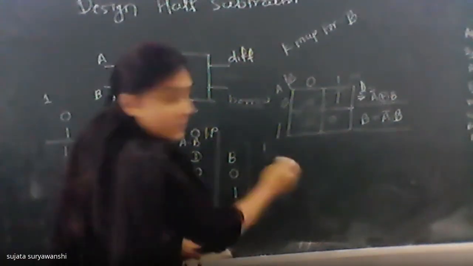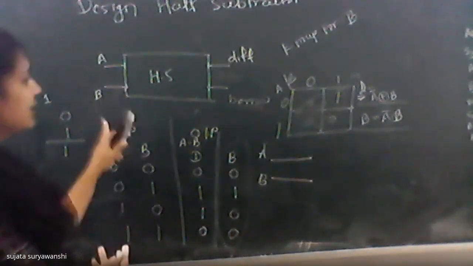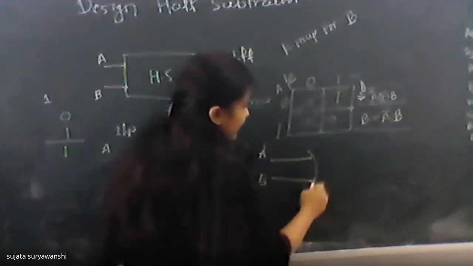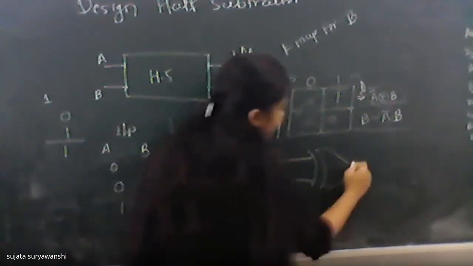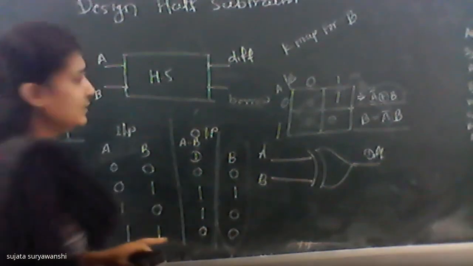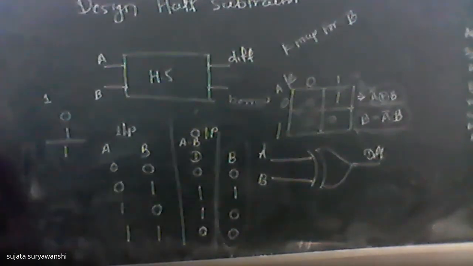Here, suppose inputs are A and B. You can consider it like this. Then the difference can be represented by an XOR gate. So draw this diagram. Now the next output bit is borrow, and borrow is represented by A complement into B.